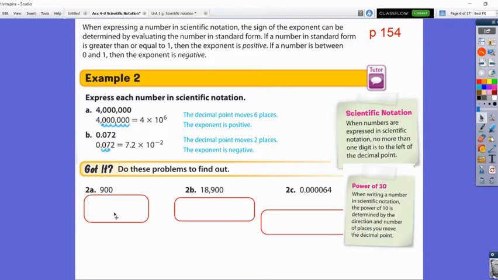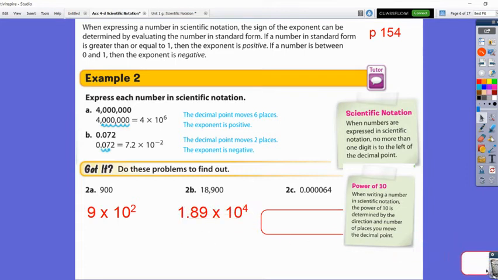900 in scientific notation is 9 times 10 to the second. 18,900 is 1.89 times 10 to the fourth. Carry all the digits that are not zeros in your answer here, unless you're going to estimate, which we'll do in a second. And the last one: 4, 6.4, that's my number between 1 and 10, times 10 to the negative fifth, because this is a small decimal number.